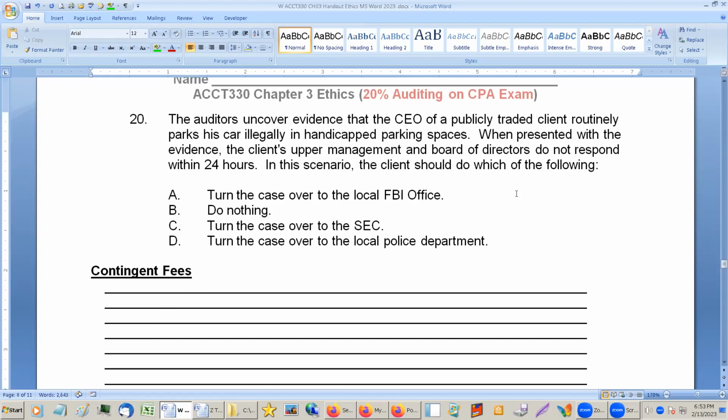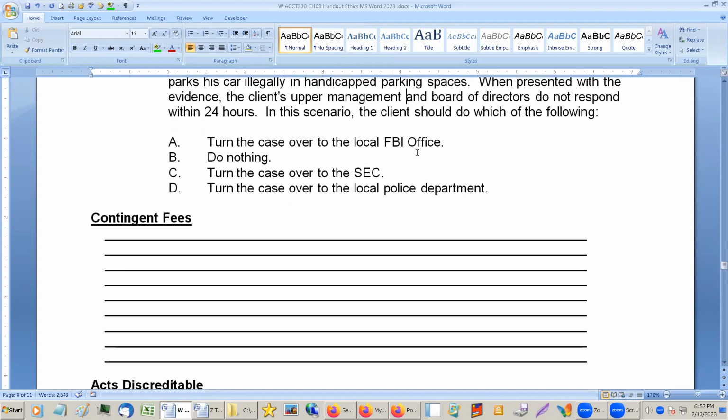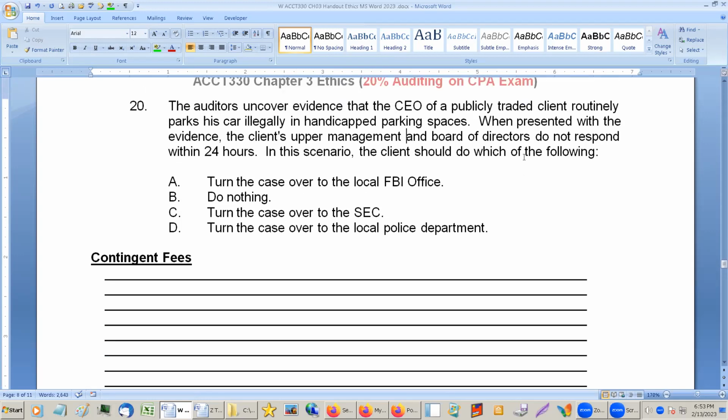The auditors uncovered evidence that the CEO of a publicly traded company routinely parks his car illegally in handicapped parking spaces. When presented with the evidence, the client's upper management did not respond within 24 hours. In this scenario, the client should do the following. B. Yeah, it's not material. Now, it's despicable, but it's not going to be material.